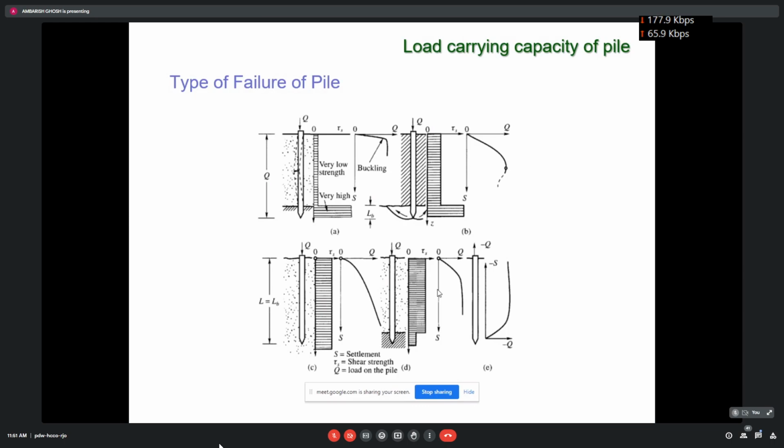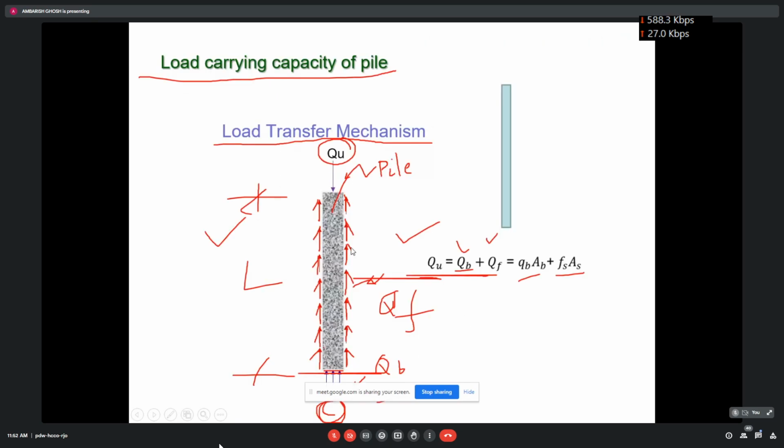Depending on soil, if it is very low strength and very steep, then there is the possibility of buckling. In case it is homogeneous soil, you will get this type of load settlement curve. And in case the upper layer is very stiff and the lower one is soft, you will get this type of load deformation. This is there in any book, and whatever basic principle we have explained regarding the load transfer applies.